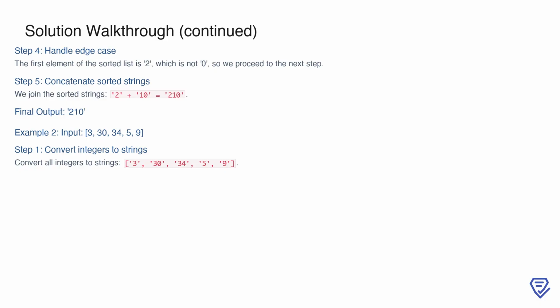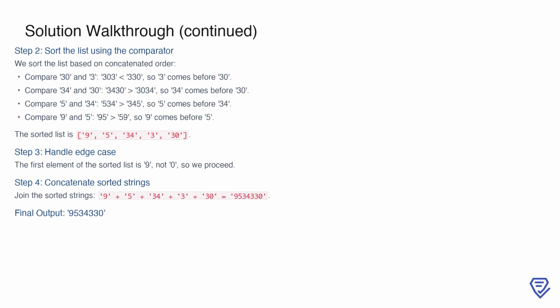Let's move on to another example with a larger input, 3, 30, 34, 5, 9. First, we convert all the integers to strings, resulting in the list "3", "30", "34", "5", "9". With this input list, we now sort the strings using the comparator function. Starting with 30 and 3, we calculate 303 and 330. Since 330 is larger, 3 comes before 30.